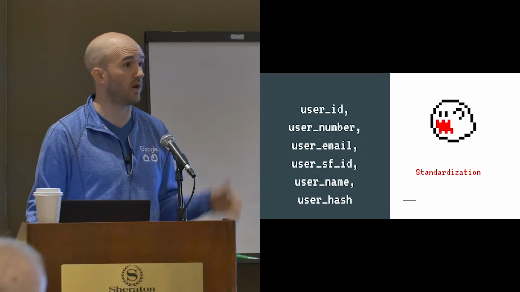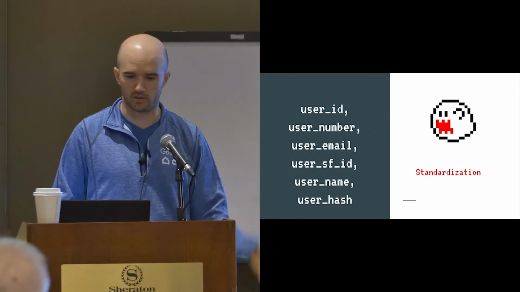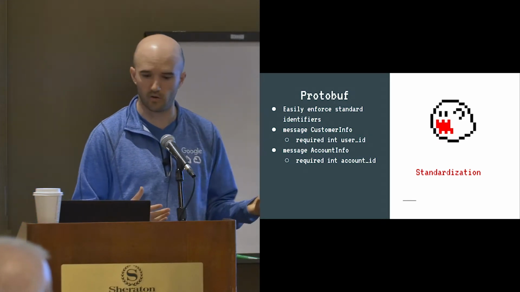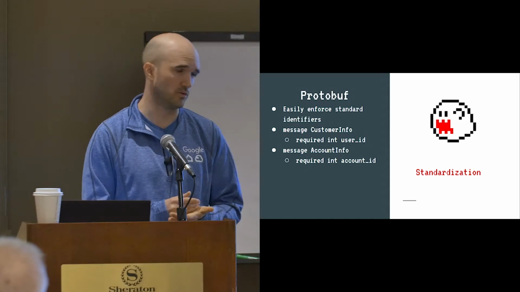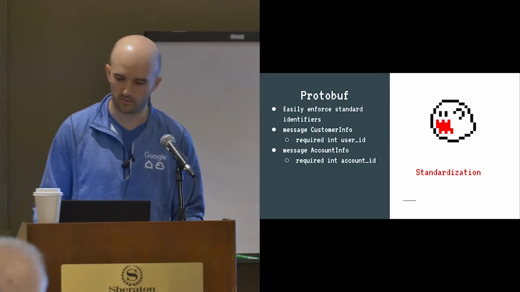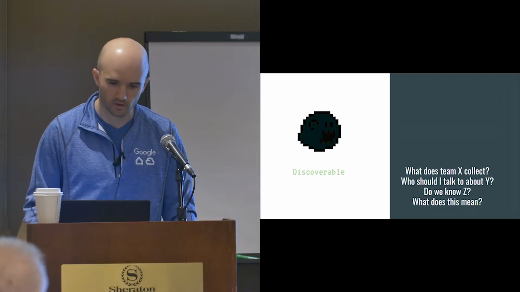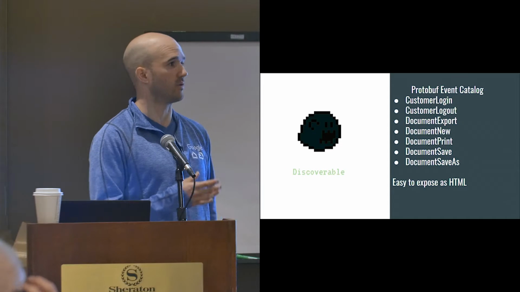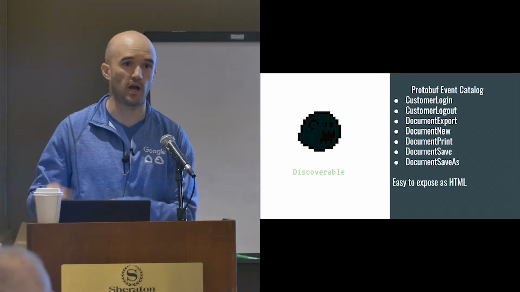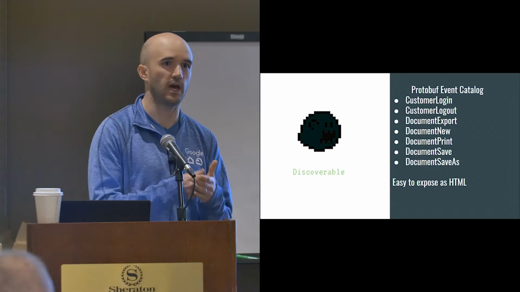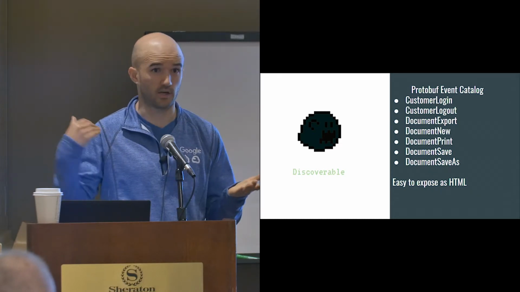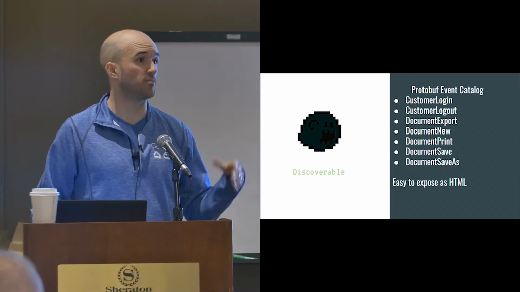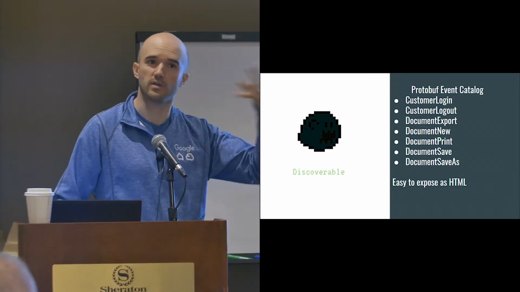First, instead of having all these random identifiers to identify a user, we can use protobuf and have standard identifiers like a customer info, which has a required integer called user ID, or an account info for account ID. For the discoverability ghost, we now have our protobuf event catalog where teams went through and they defined a new message, customer login, and customer login would have things like the time and the date and the browser and the customer ID and which account they're logging into. And you can then easily expose that as HTML for everyone inside your company to consume.